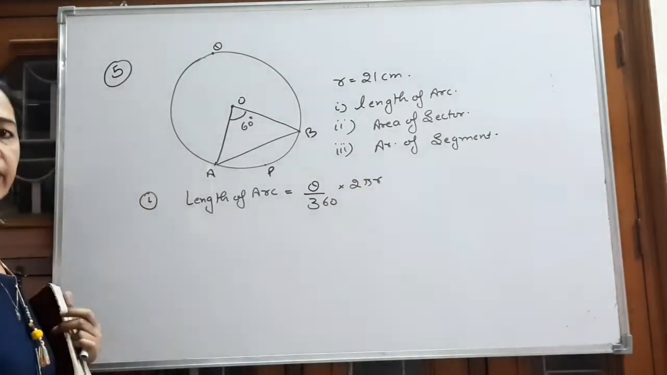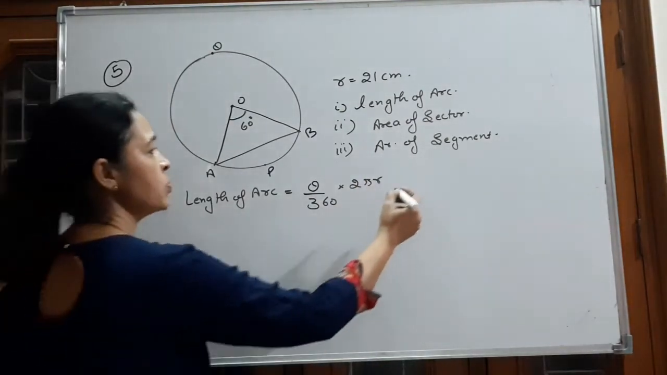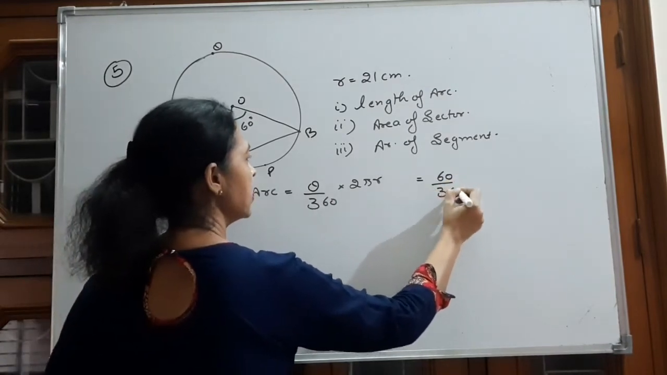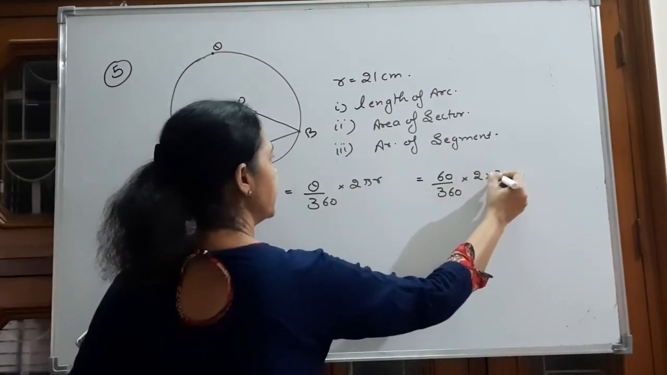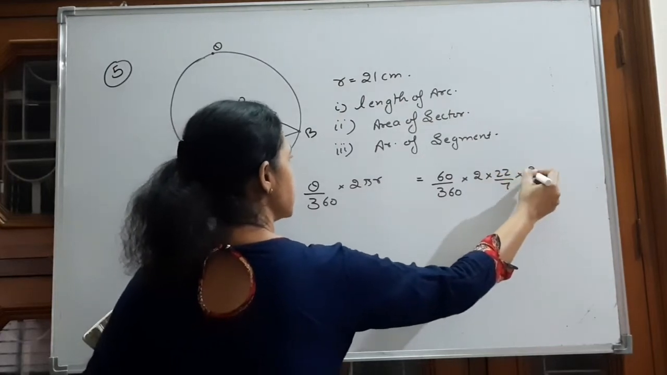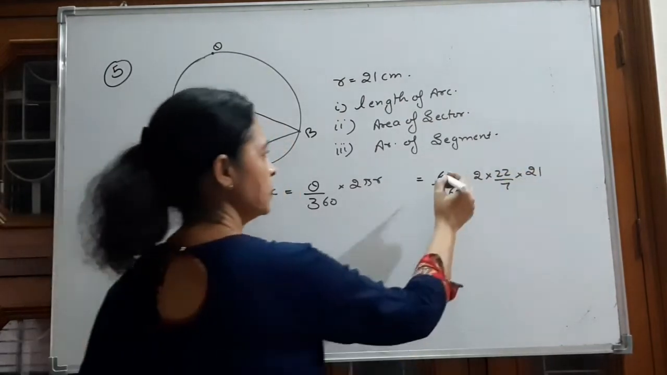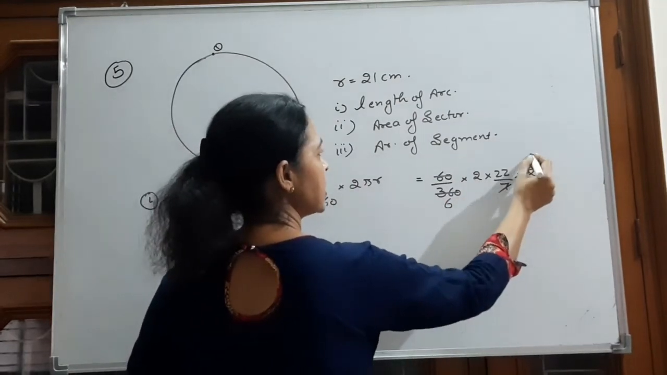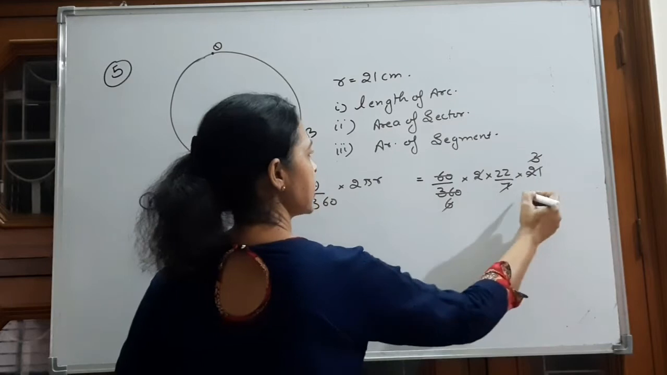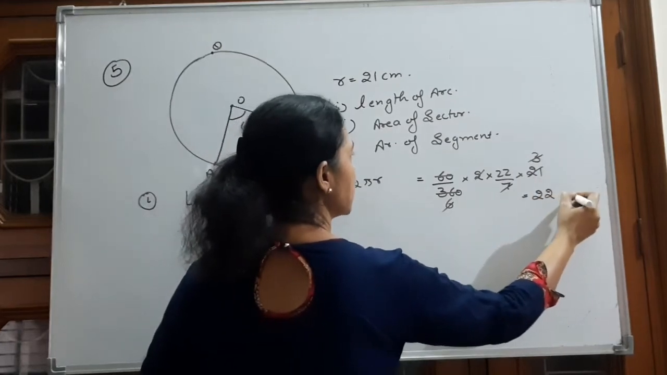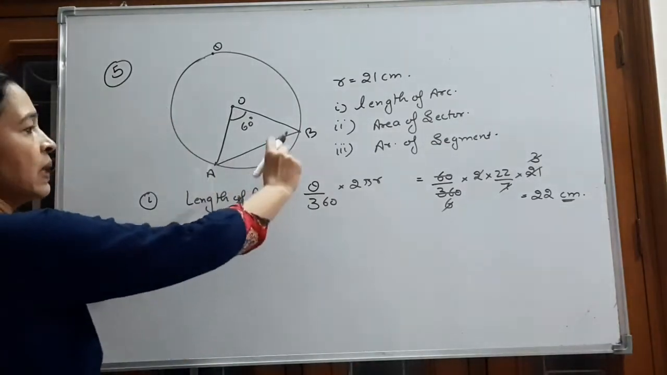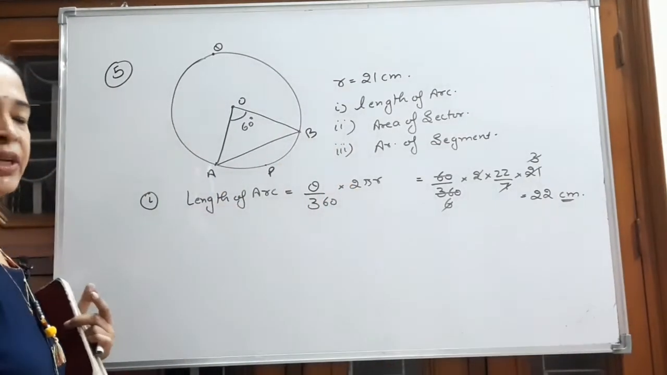The value of pi is not given, so we will take it as 22 by 7. What is theta? 60 by 360 into 2 into 22 by 7 into the radius, which is 21. 6 sixes are 36, 7 threes are 21, and 3 into 2 is 6. What is the length of the arc? 22 centimeters. It is the length of the arc, therefore it comes in centimeters.